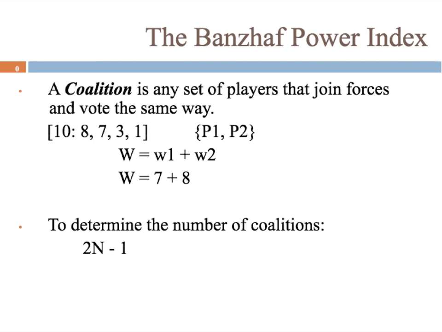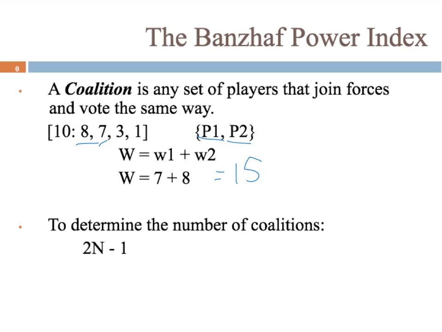Next, a coalition is any set of players that join forces and vote the same way. So a group of voters who all vote yes or all vote no. In this example, we take player 1 and player 2 with weights 8 and 7. Together that makes 15, and they could win by voting together. They could get a yes with just as many of them.